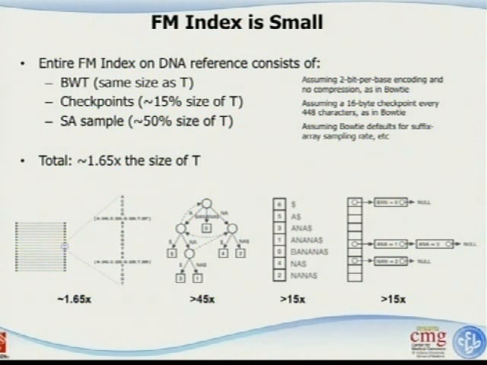And if we go to the suffix tree, the size of the index is 45 times the human genome, which is impossible to deal with, right? And for this type, which is hash table based, it's also about 15 times the human genome size. So this is why the Burrows-Wheeler transformation is so popular in alignment algorithms, because it saves so much on resources. So you don't need a huge memory. Your memory size is only 1.65 times the human genome, and you're in good shape.